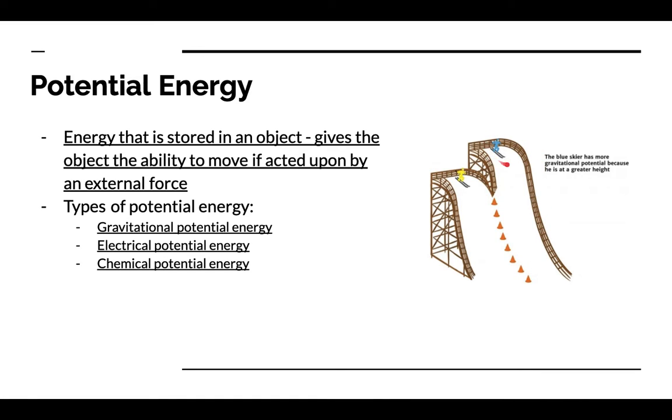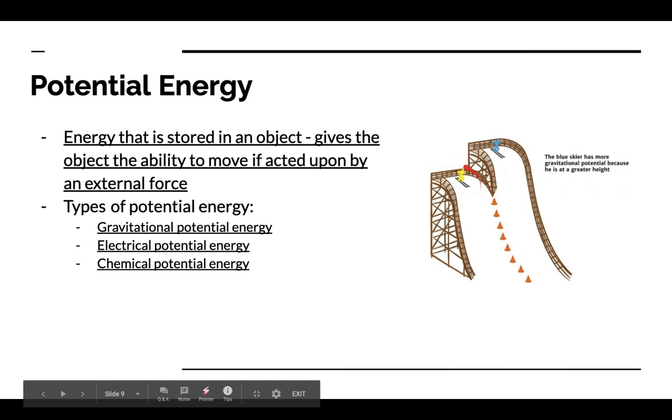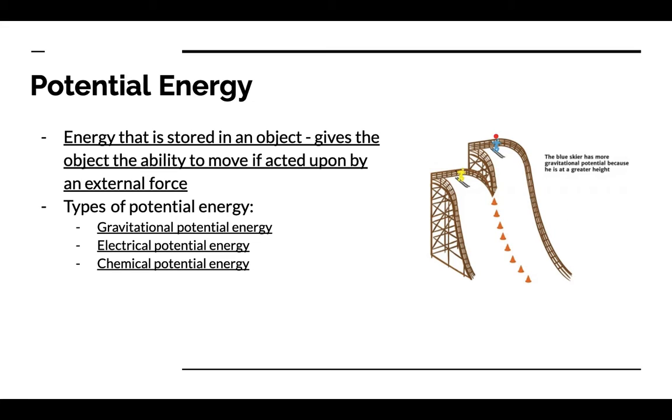In this case, the blue skier is going to have more gravitational potential energy because the blue skier is at a higher height, which means our blue skier has more potential for motion. This is reflected in the fact that if both these skiers reach the bottom of their tracks, we'd expect the blue skier to be moving faster than the yellow skier, indicating that the blue skier has more energy stored in them at the beginning and thus more potential to move.